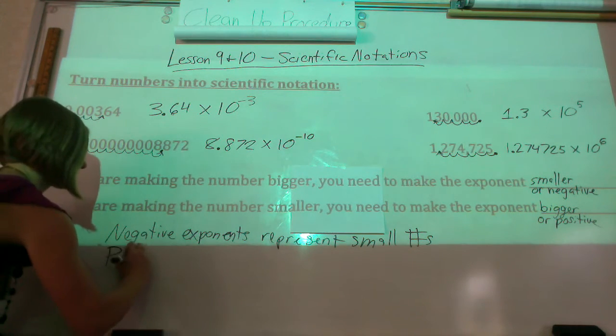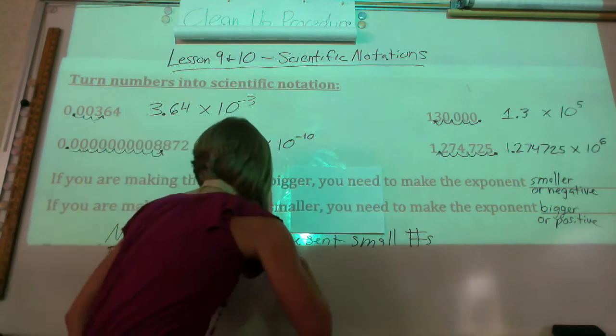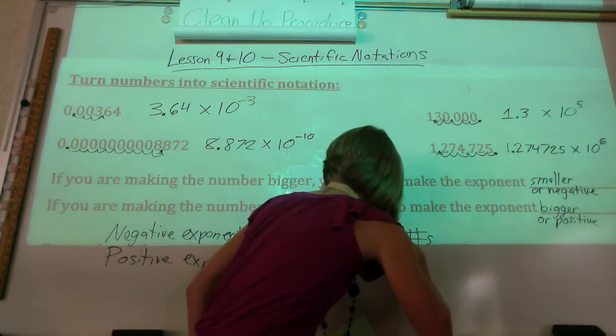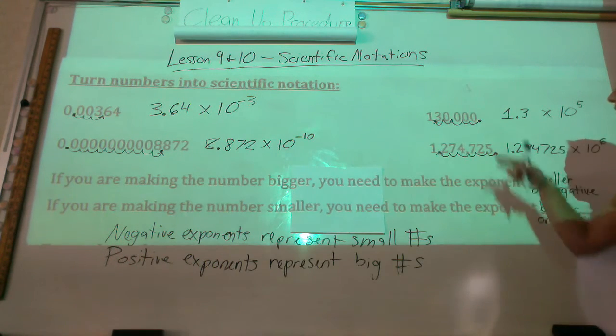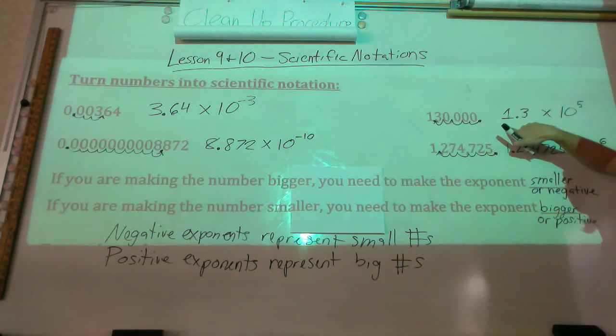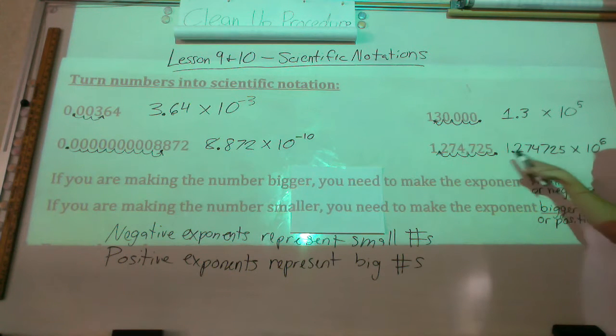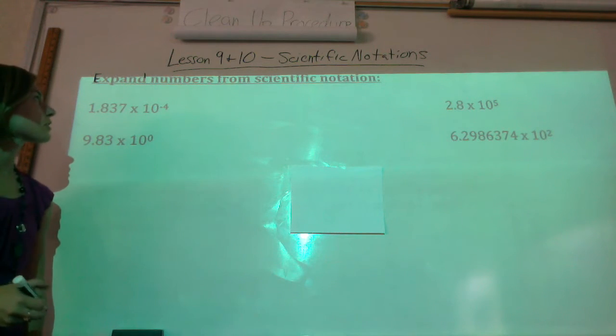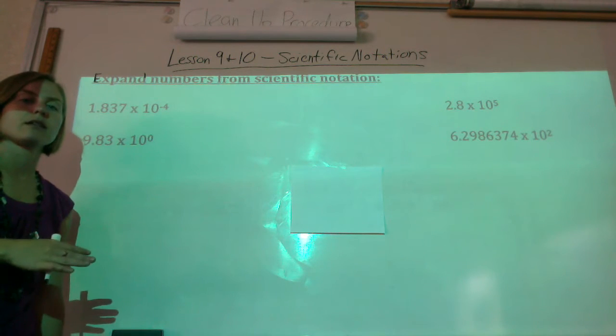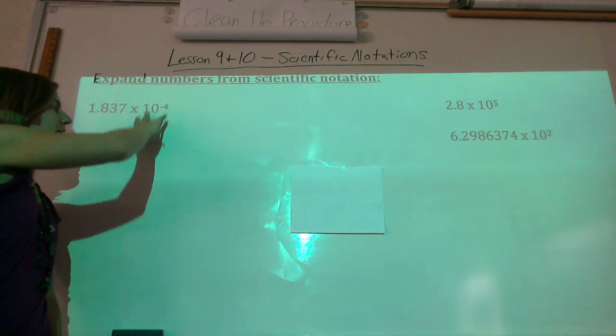Whereas positive exponents represent big numbers. Just like over here, this 1.3 is not just 1.3 because this positive 5 exponent says that this 1.3 is actually much bigger than it appears. Same thing down here. This 10 to the 6th power says that, hey, this number's actually bigger than this little decimal that's right here.